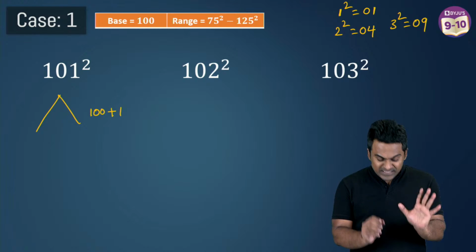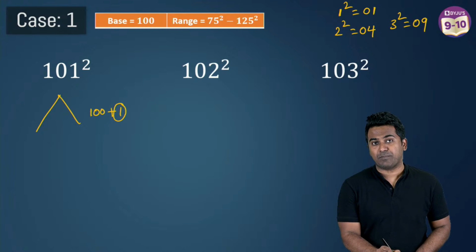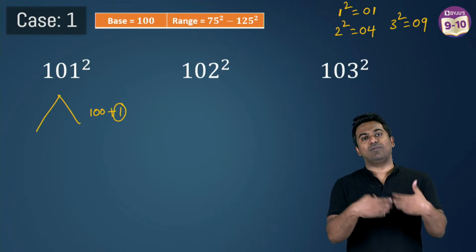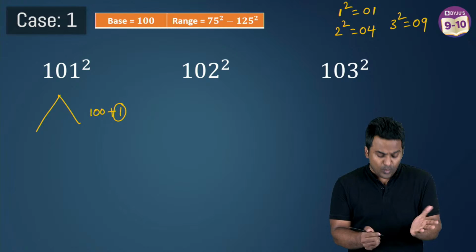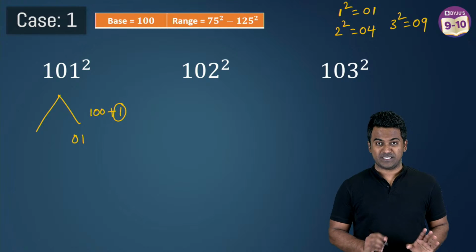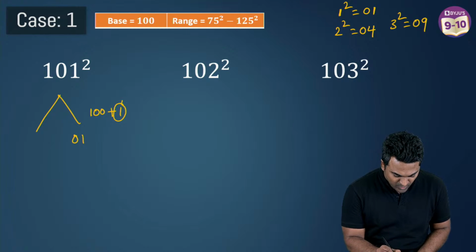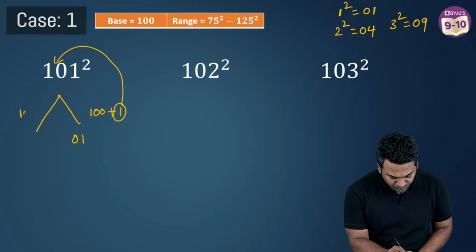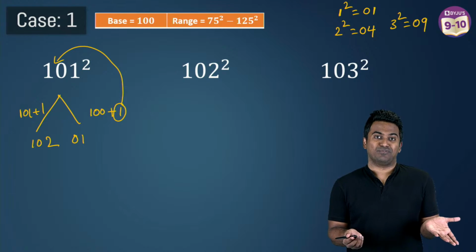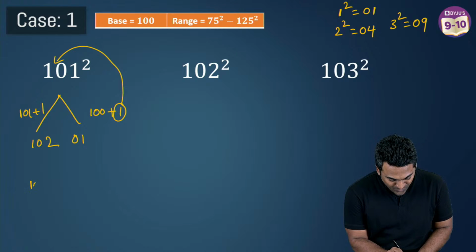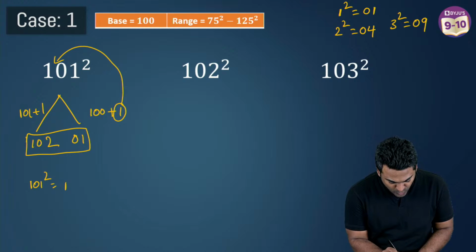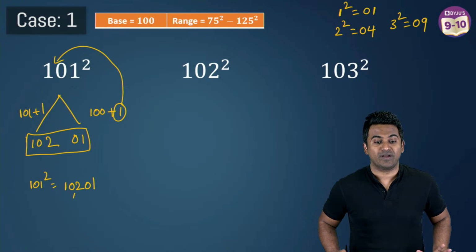So what do we do first step? First step is to take the square of this number. It's just that 1 square, we will write it like 0, 1 instead of just writing a 1. So this part is going to be 0, 1, and we repeat the same process. We add 1 to this number here. 101 plus 1 is going to be 102, and there you go. We've figured out the correct answer here. So 101 square is going to be this answer here. 102, 102, 01, which is going to be 10,201.